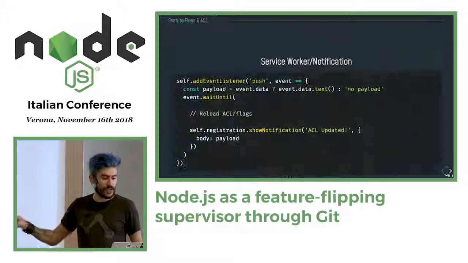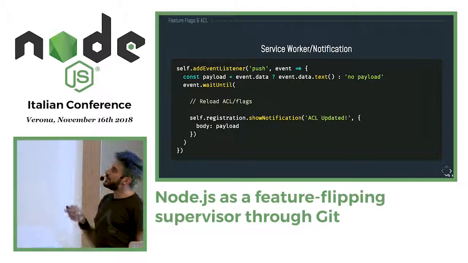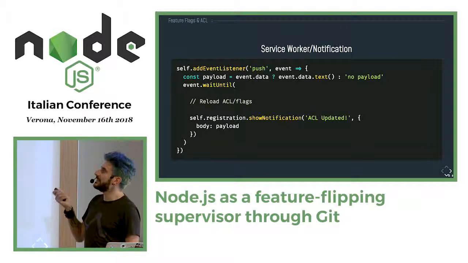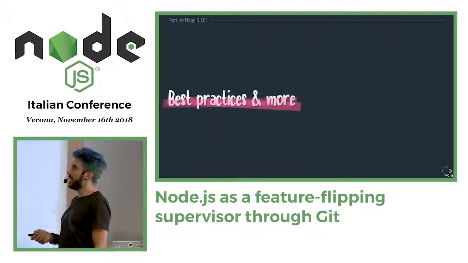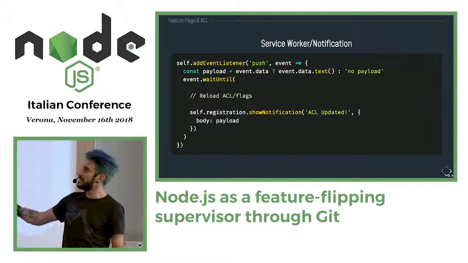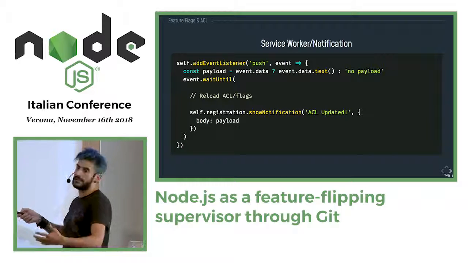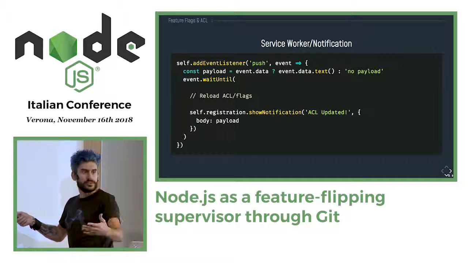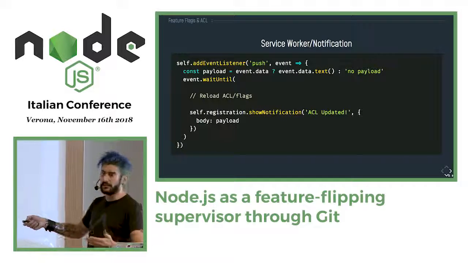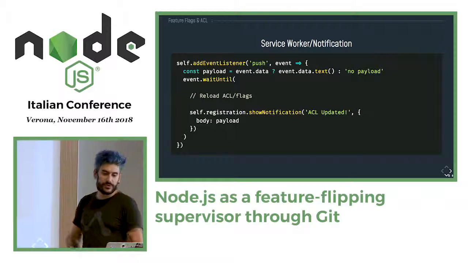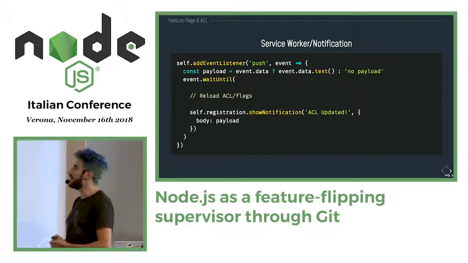You can, in your application, use a service worker. In the service worker, you just listen to the push event, get the payload, then reload the ACL stuff, and eventually show a notification in your client that informs the user that the code has changed, new features are enabled, or new features have been disabled. And you keep your customers informed about what is happening in the back of the application.